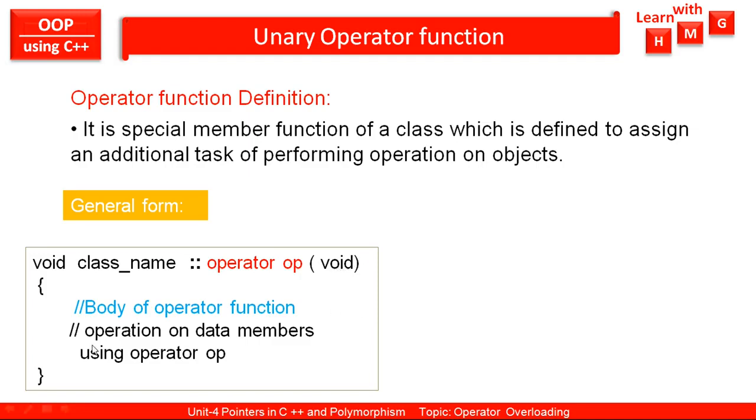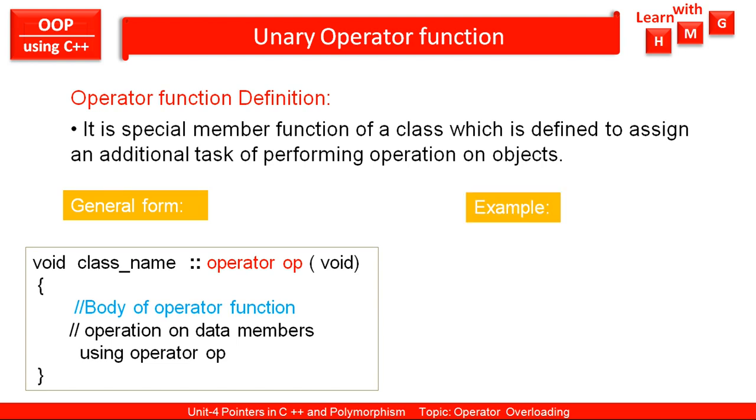Within the body of this function, you have to write the statements which will perform the operations on data members of the object. Whatever data members you have to use here, along with the operator, the operator will perform the operation on the objects. That is, basically it is performing the operation on data members of that object. Let us understand with the help of an example.